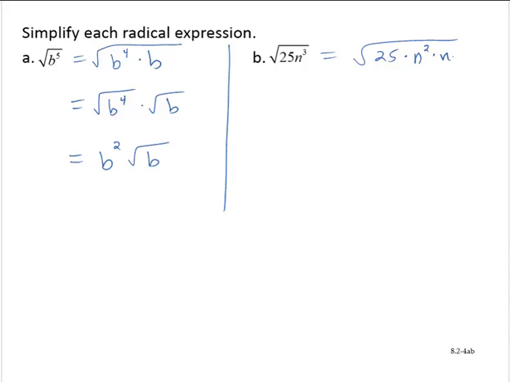Now I'm going to break this up into three radicals: the square root of 25, the square root of n squared, and the square root of n. Square root of 25 is 5. The square root of n squared is n, and I still have a square root of n.